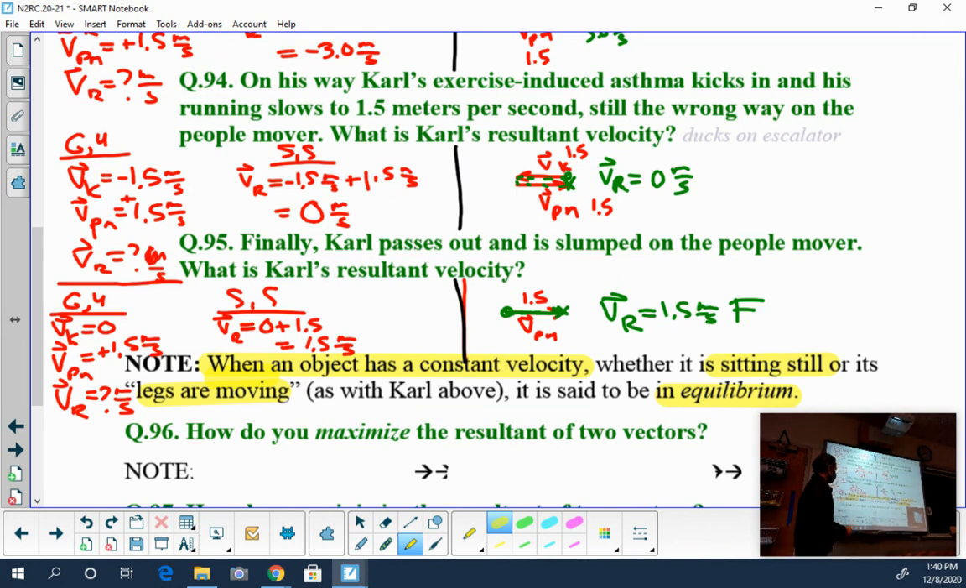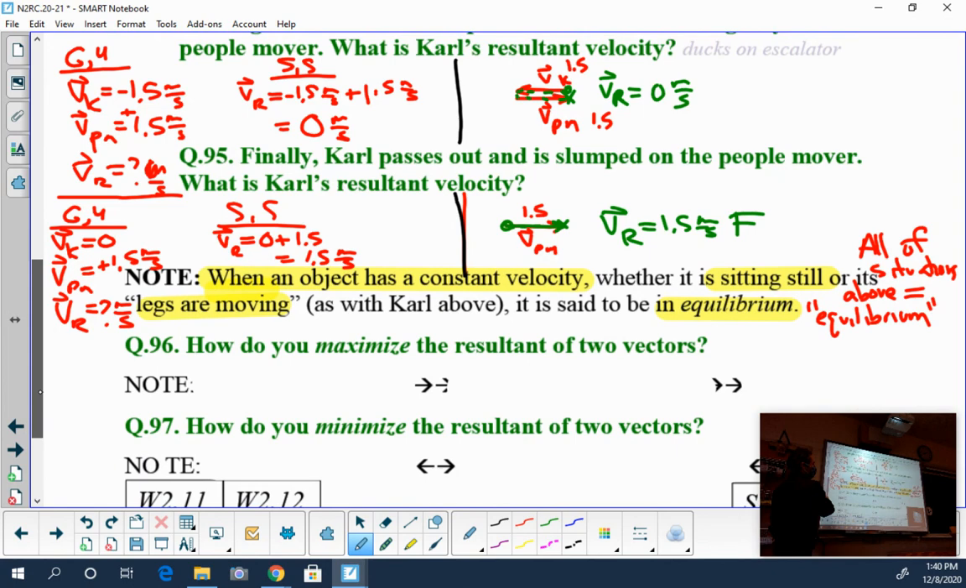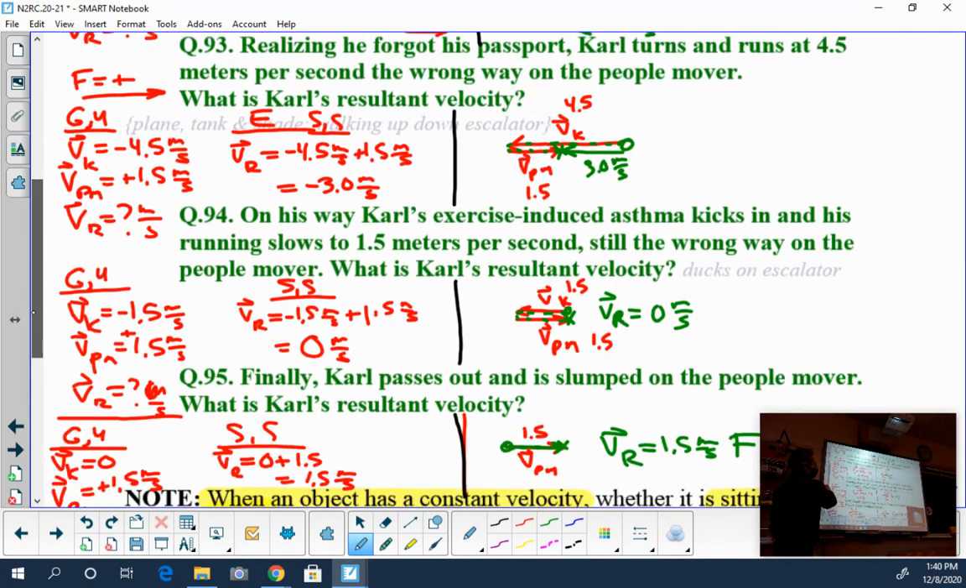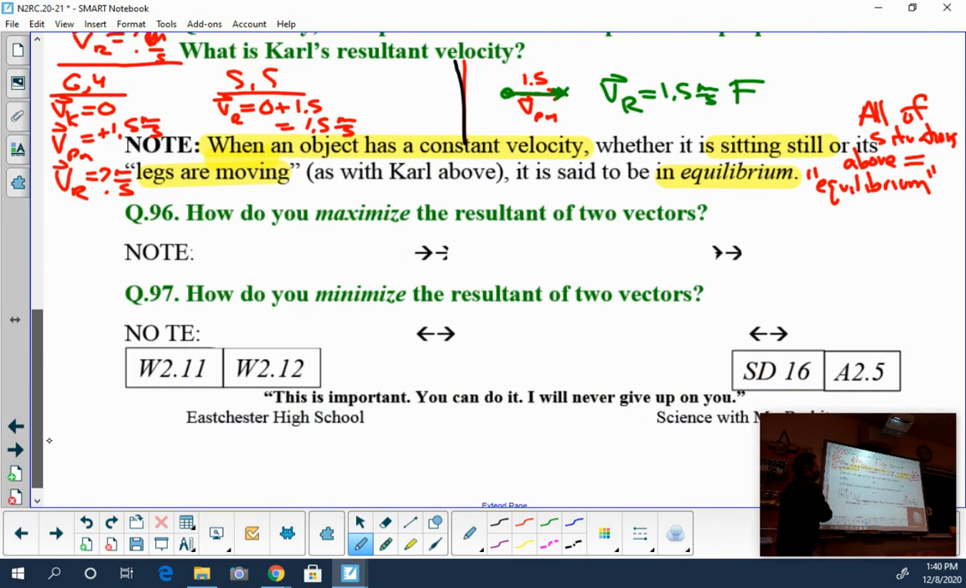In fact, in all of the situations above qualify as equilibrium. That does not mean the individual parts of Carl's body are in equilibrium, but Carl as a whole is in equilibrium. In all of the scenarios above, because he is at a constant velocity, whether it is 6 to the right, 3 to the left, 0, or 1.5 to the right, they're all constant velocity.